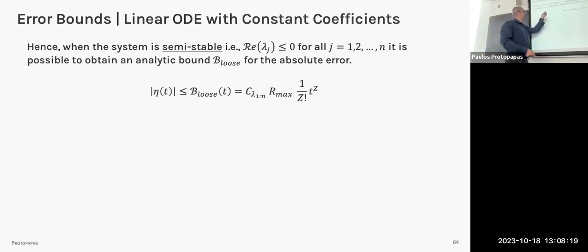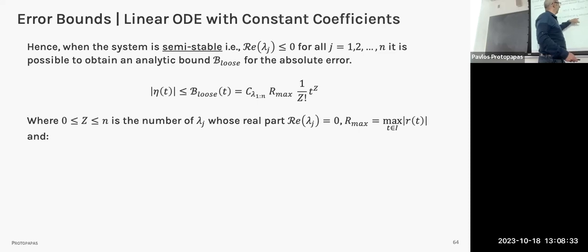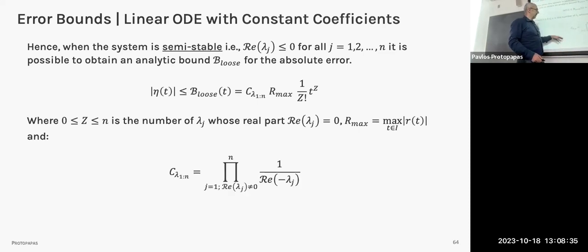Now my bound for eta, which I care about, is going to be Z T to the power of V over V factorial, where Z is the number of eigenvalues that have real part zero. And this C here is a product of all of those that are not zero but smaller than zero. And this was important to me because I needed to think, what does this thing mean?